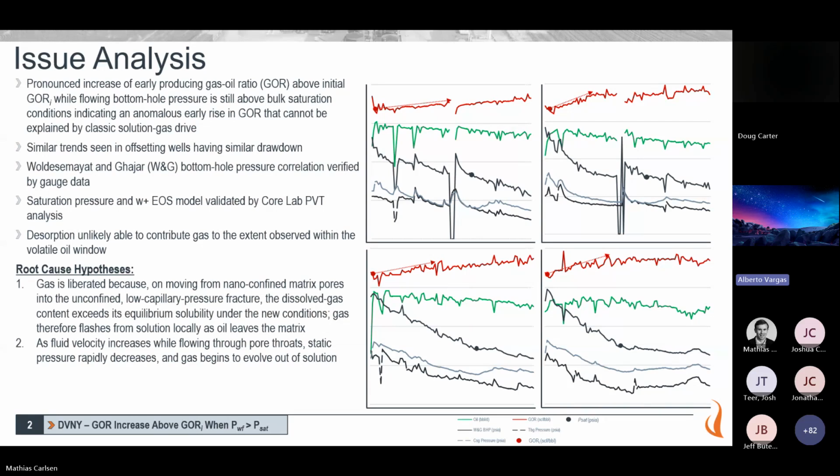So root cause, I think what's happening here: one, we've got an early time gas liberation as we go from a confined, super tight environment. That gas is flashing off as we reach the frac phase. And two, there's also a velocity or a rate component to this, and that's the last point we'll cover. As the fluid velocity increases going through the pore throats, we actually see a pressure drop. And that pressure drop is potentially dropping us below the saturation pressure.